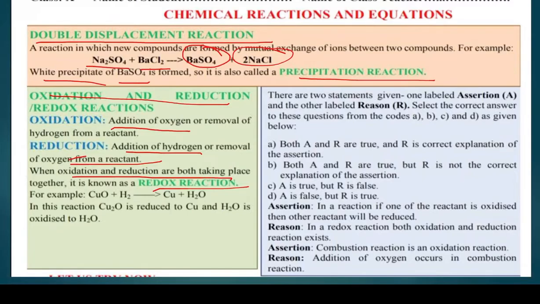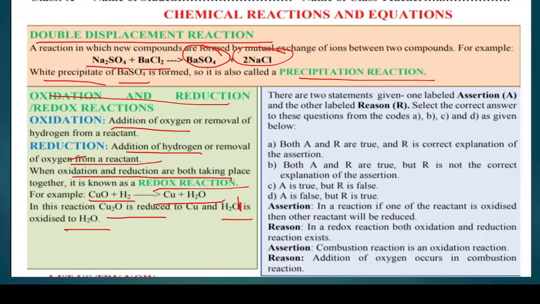For example, you can see copper oxide plus hydrogen will give you copper plus water. Now in this reaction, copper oxide is reduced because oxygen is going out from the copper, and hydrogen is oxidized because it is getting oxygen.